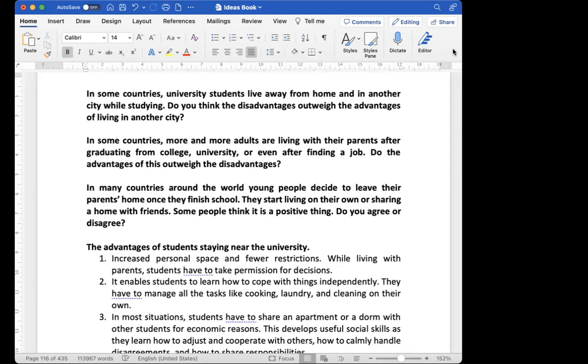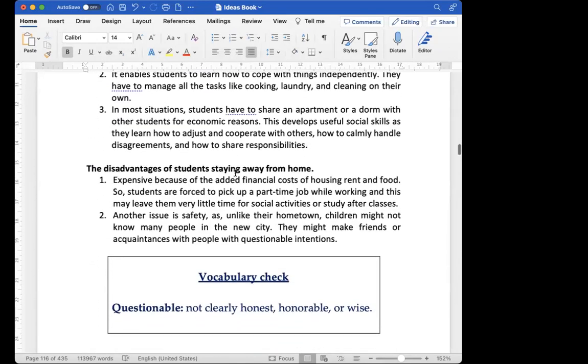You can go two-sided by saying, while there are a few disadvantages, the advantages are far more. Or you can say, while there are a few advantages, the disadvantages are far more.